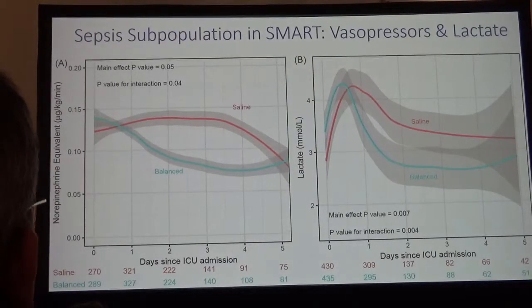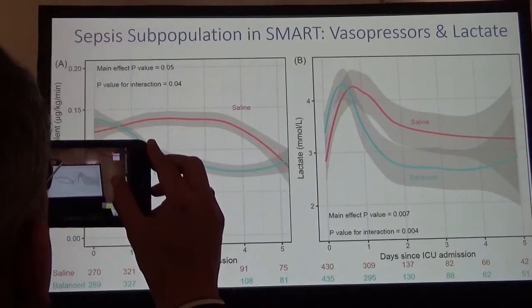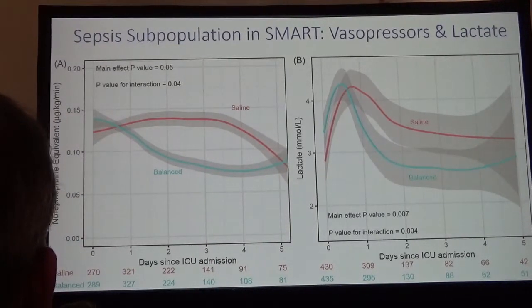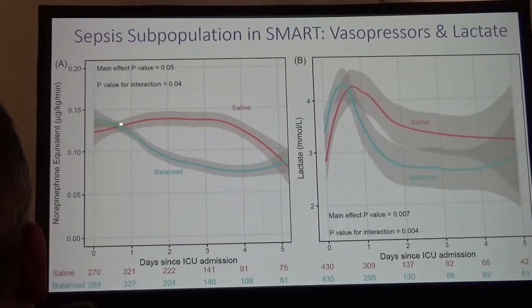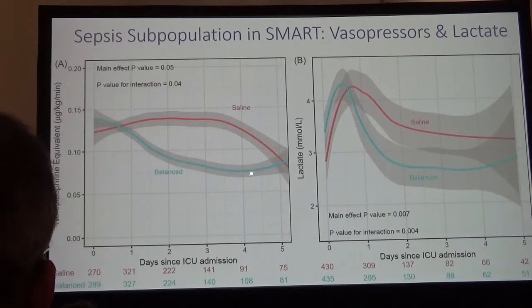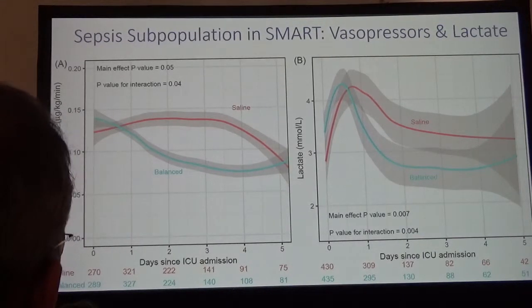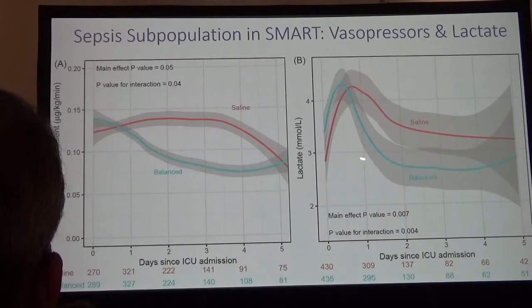Interestingly, so there's the subpopulation again. What happened to other outcomes we care about, such as resolution of shock or the administration of vasopressors? What you see on the graph here on the left is norepinephrine equivalent dosing. This is our vasopressor dosing, and what you see immediately is the balanced crystalloid group tended to get less vasopressors over time, suggesting a shorter time to resolution of shock. And our lactate levels, despite lactated Ringer's having some lactate in it, tended to drop faster, also in the balanced crystalloid group compared to saline.